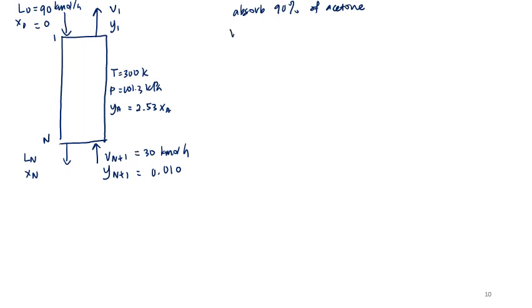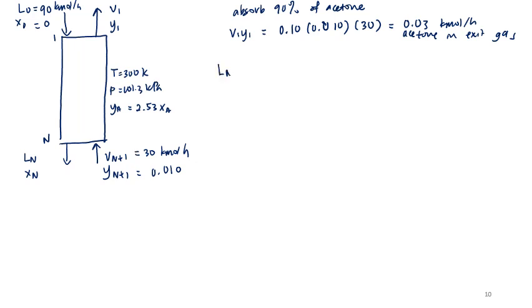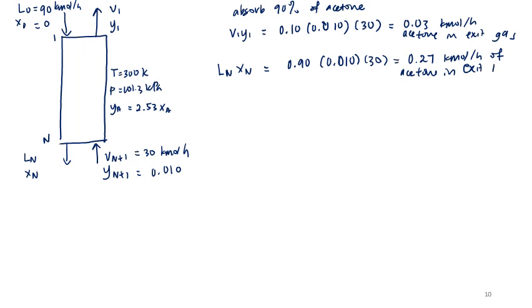So you can know that in V1 Y1, there's only 10% of the acetone remaining, 10% of whatever acetone is being fed to the column. So this would be equal to 0.03 kilomole per hour of acetone in the exit gas. Also 90% of acetone will be absorbed, so the 90% will appear in the liquid outlet. So LnXn equals 0.90 times 0.010 times 30. This will be equal to 0.27 kilomole per hour of acetone in the exit liquid stream.